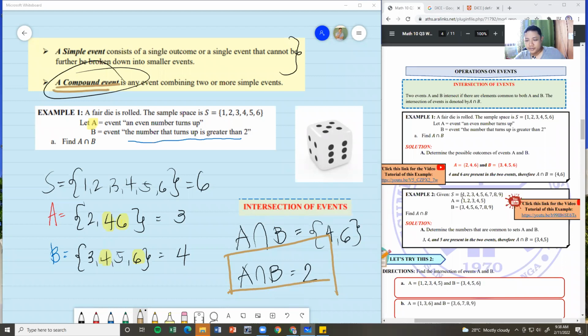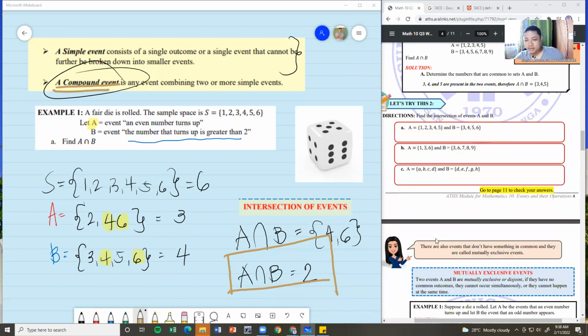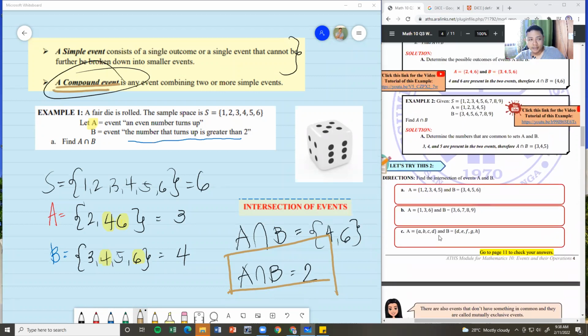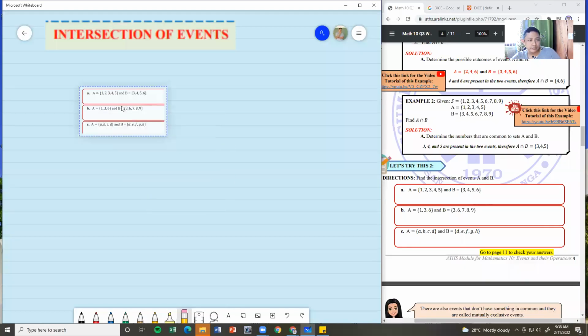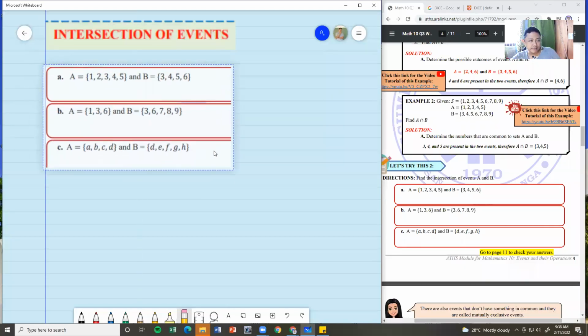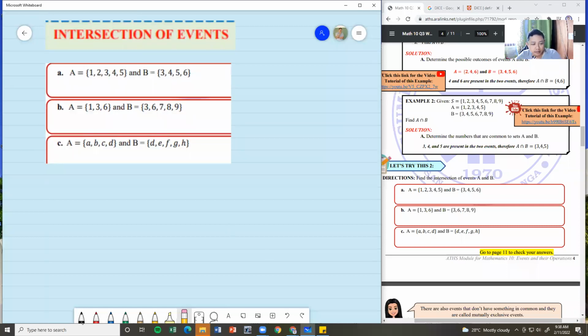Let's continue. Okay. So you know that already. Let's have some more examples for intersection of events. Let's try this first one. Let's try these activities. Give me the intersection of A. For letter A first, what is the intersection of A and B?